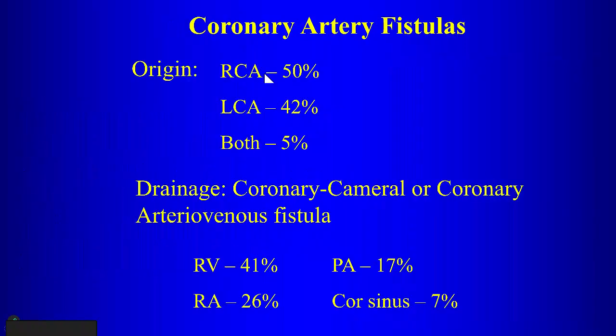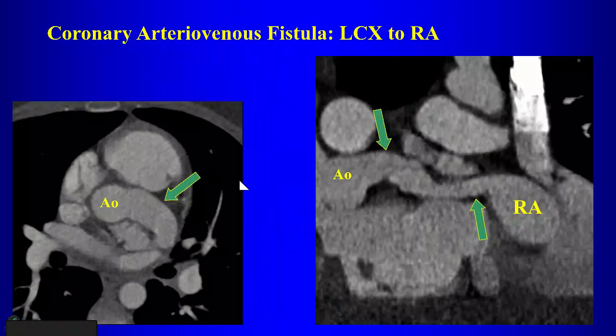So most will originate from the right. You can also have some from the left. A very small percent can be bilateral. If it drains to a chamber, it's called a coronary cameral fistula, because these can drain to the right ventricle or the right atrium. And if it drains to a vessel, then it's a coronary arteriovenous fistula. So it can drain to the pulmonary artery or the coronary sinus.